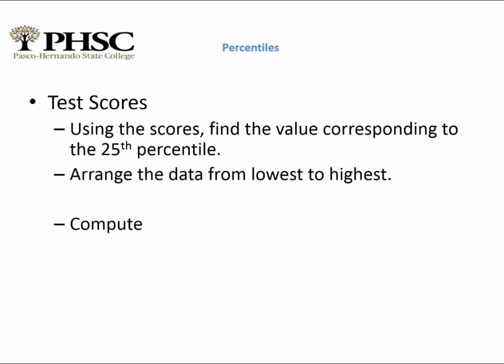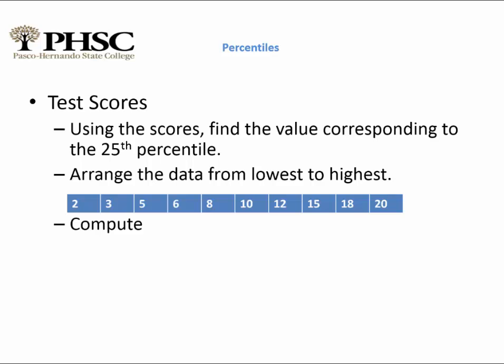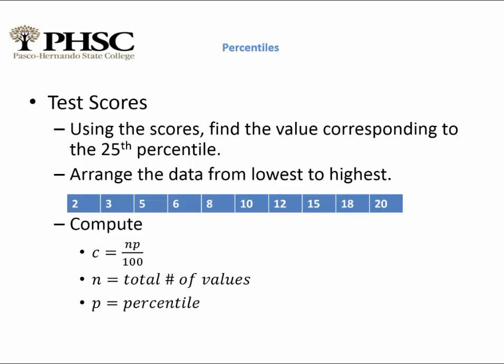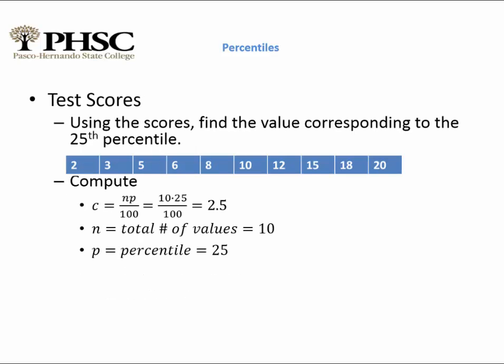Now, using the test scores, find the value corresponding to the 25th percentile. So again, we arrange the data from the lowest to the largest, and then we go ahead and use the following formula to compute. So c is equal to n times P divided by 100. Well, n is the total number of values, and P is the percentile. So we're looking for the value that gives us the 25th percentile. So here we have it. 10 times 25, where 25 is the percentile and 10 is the number of values, divided by 100 is 2.5.